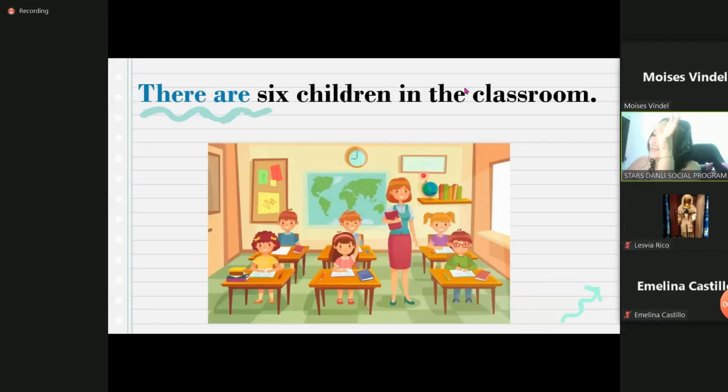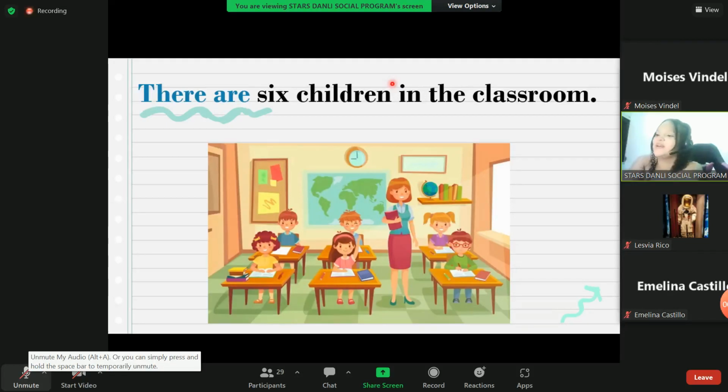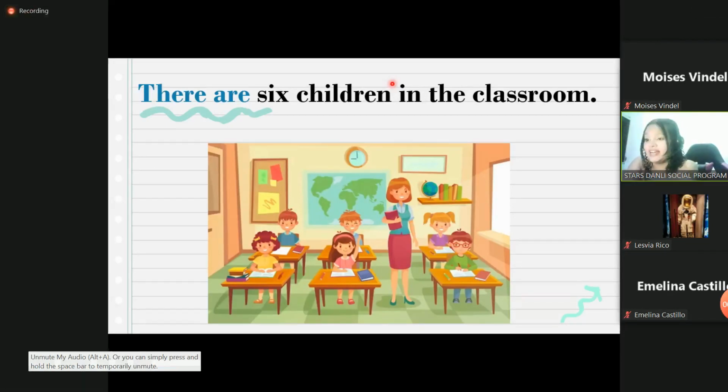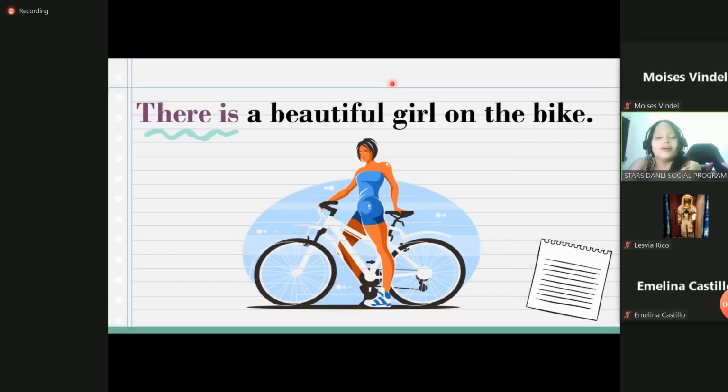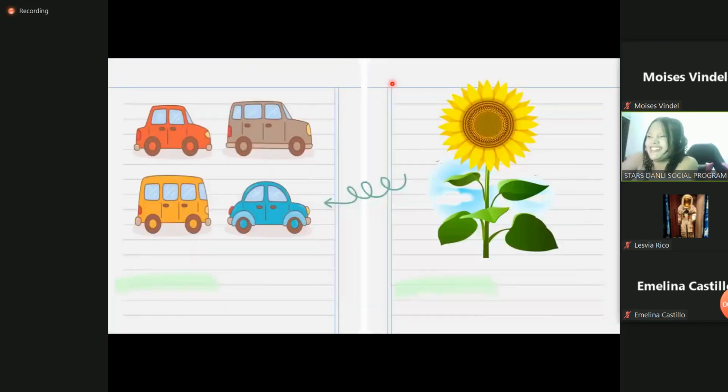Okay, excellent. Good. So, we have many things to say about there is and there are in the classroom, right? And here we have another one. It says there is a beautiful girl on the bike. Okay, there is a beautiful girl on the bike. Now, it says let's work together. It means we have to complete the next sentences.